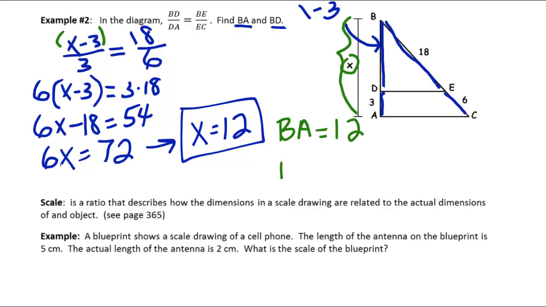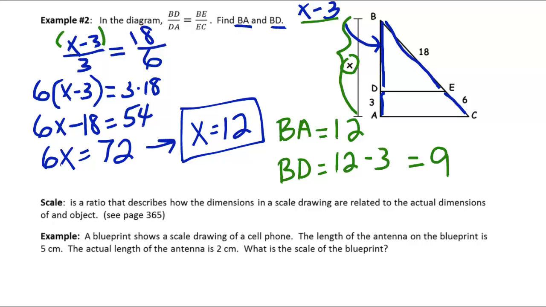And then I want BD. Well, I find BD by taking the whole side, 12, and subtracting the 3 at the bottom. Remember, we represented BD by that measure right there, X minus 3. And so 12 minus 3 is going to give me 9. And so BD is 9.